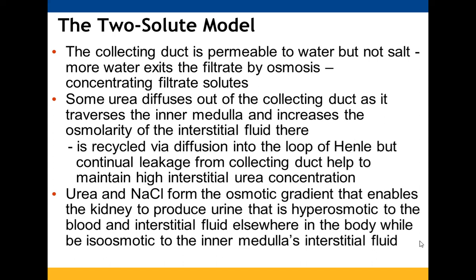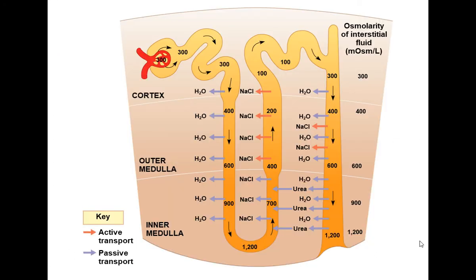So both the urea and the salt are able to make it possible for the kidney to make urine that is hyperosmotic to your blood and not have it take water from the blood or from the interstitial fluid elsewhere in the body, but it's actually isoosmotic to the inner medulla's interstitial fluid. So the kidney's osmolarity is going to be hyperosmotic to pretty much anywhere else fluid-wise in the body.